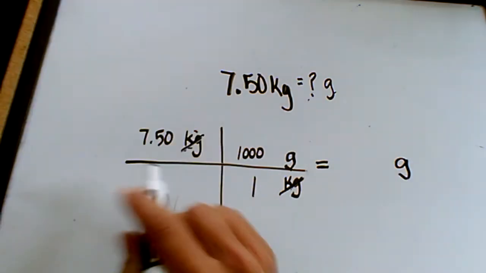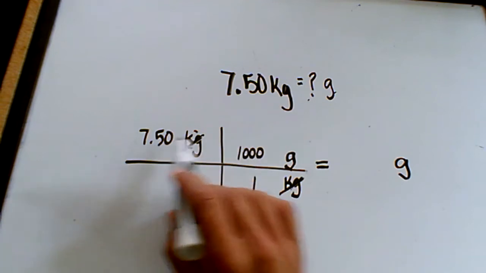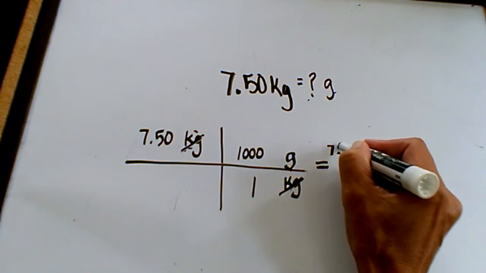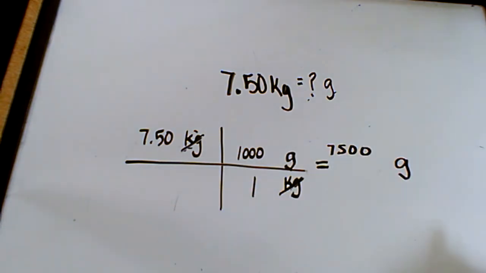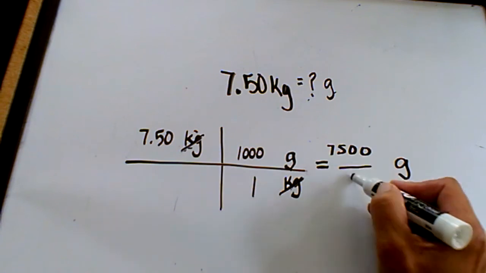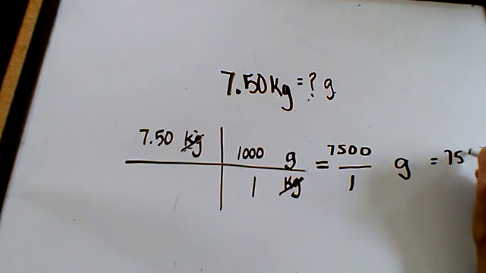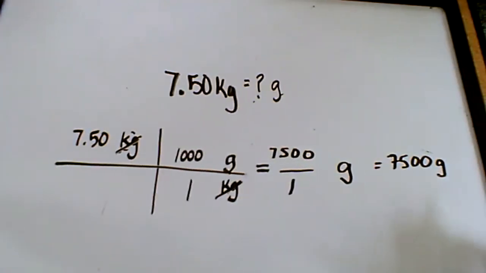I'm then going to multiply the top, all of the numbers on top. That'll give me 7,500. And I'm going to divide it by the number on bottom. And that will give me 7,500 grams. However, this is where students start to make mistakes in chemistry.